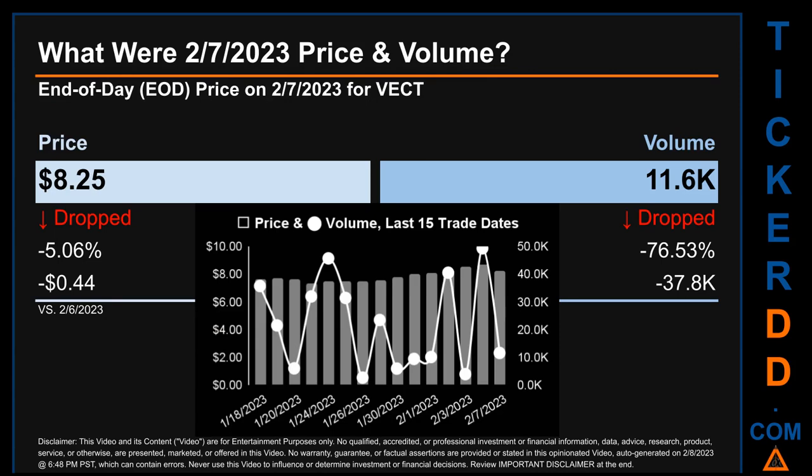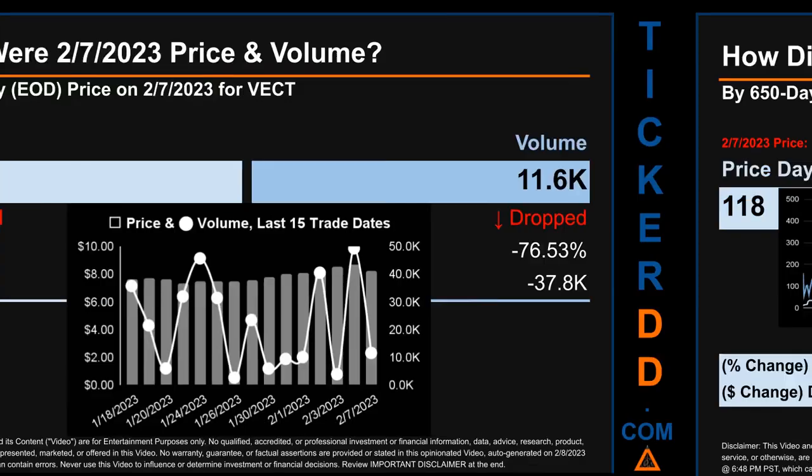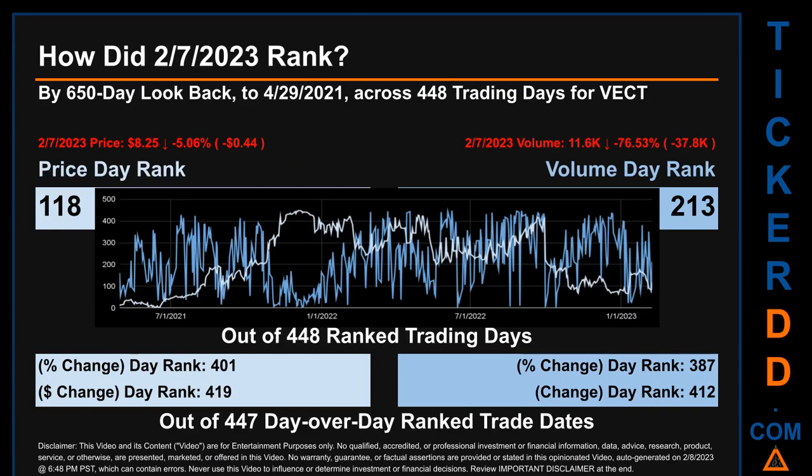The graph shows price and volume for the last 15 trade dates. Across a range of $1.35, the max and minimum end-of-day price were respectively 8.69 and 7.34. Volume saw a range of 46.7 thousand, from a day low of 2.7 thousand to a day high of 49.4 thousand.